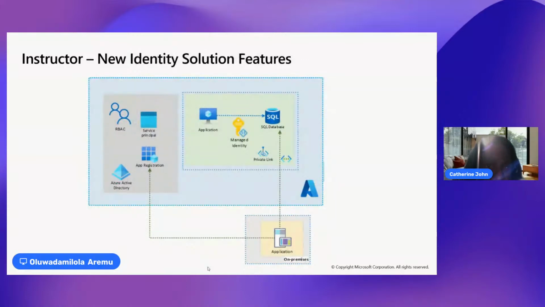So this is the completed design. First of all, you have your person, you have your user. Under the user, you have role-based access, that is, giving the user the access they need. Least privilege comes in here.